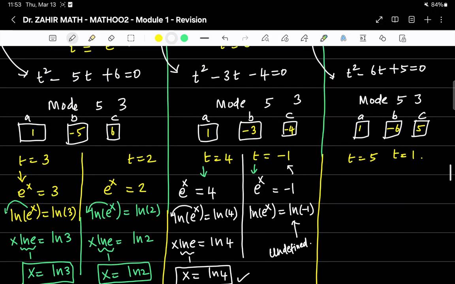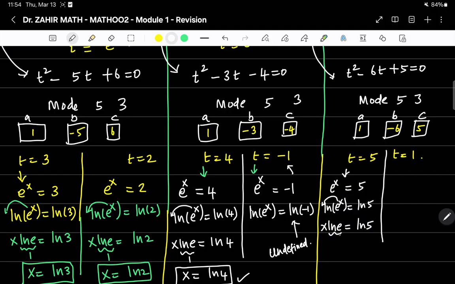Okay, right. So here you got t is equal to 5 and t is equal to 1. So what is the value of t? It is e power x is equal to 5. Take ln on both sides, which is ln e power x equals ln 5. So using the power rule, we write x ln e is equal to ln 5. Ln e is 1, so x is equal to ln 5 is your answer.